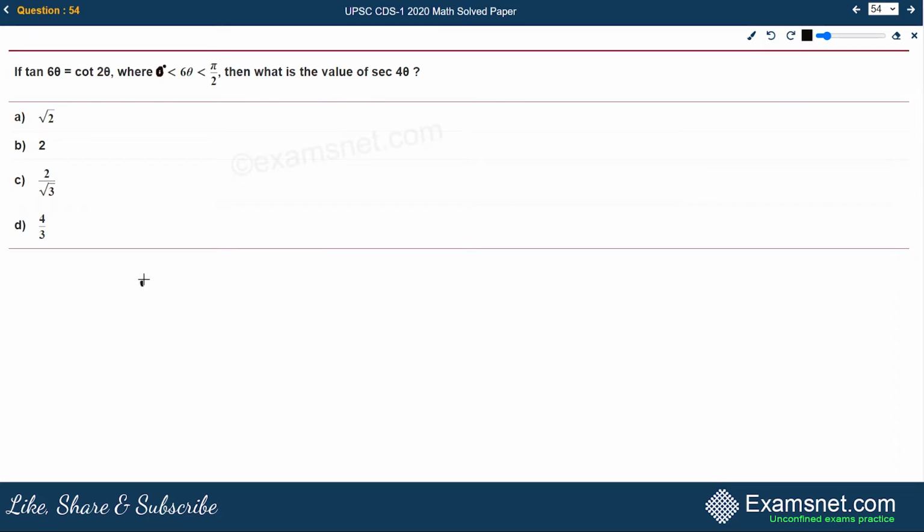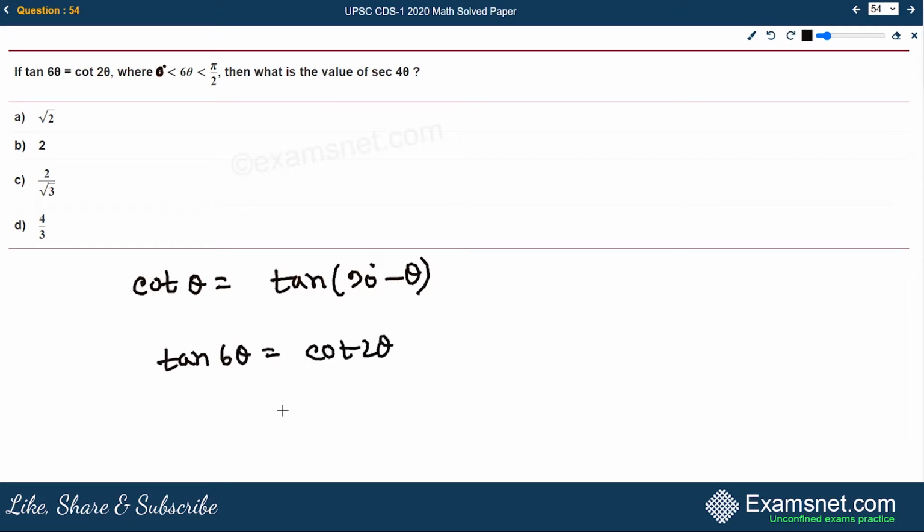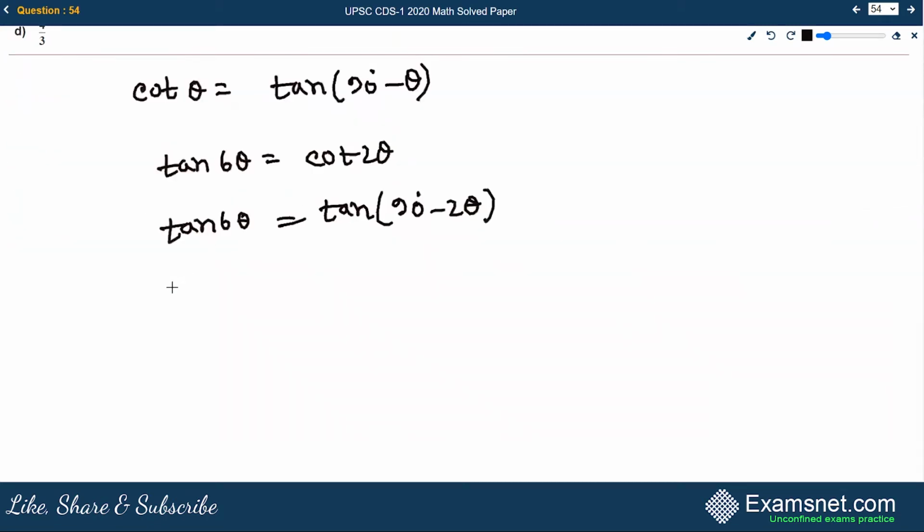Now we can use this formula, cot theta equals tan of 90 degrees minus theta. We are going to use this concept. Since we are given tan 6 theta equals cot 2 theta, cot 2 theta can be written as tan of 90 degrees minus 2 theta, equals tan 6 theta.